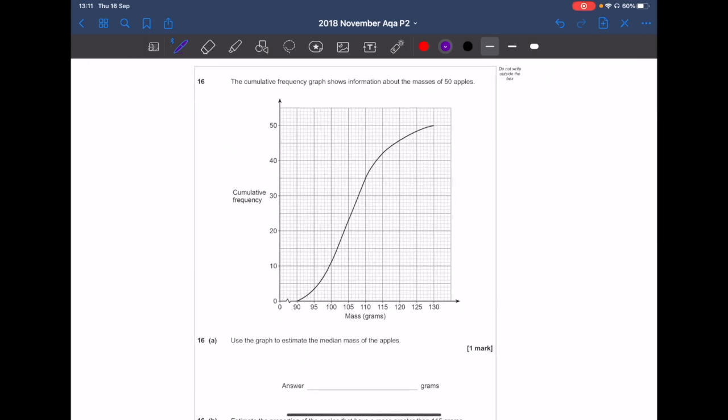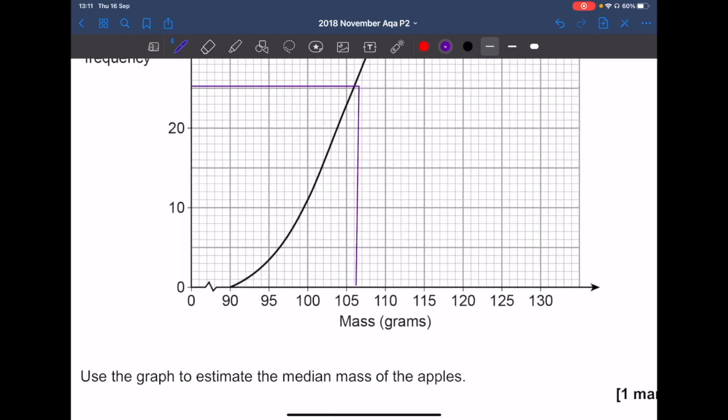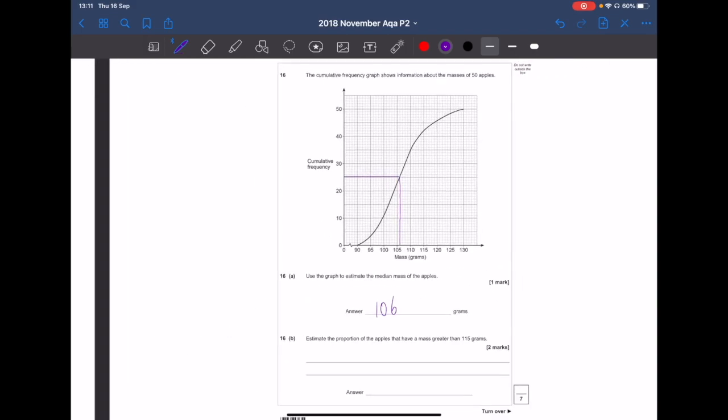The cumulative frequency graph shows the information about the masses of 50 apples. So you've got 50 apples altogether. Use the graph to estimate the median. So the median's got to be at 25 apples. So you need to be exact for this. So it should be 106. I need to be exact because they've given us the graph. And obviously you can see how my line's gone a bit further, but it is definitely 106. Make sure you use your ruler when you're doing this question.